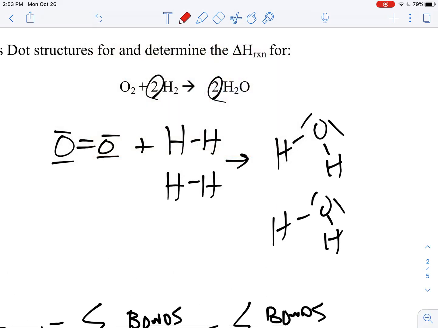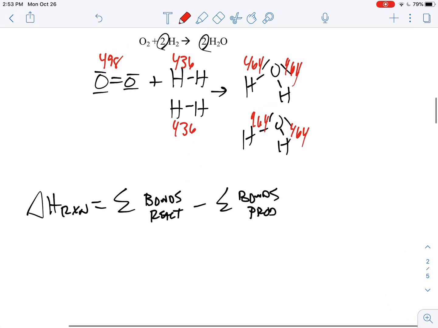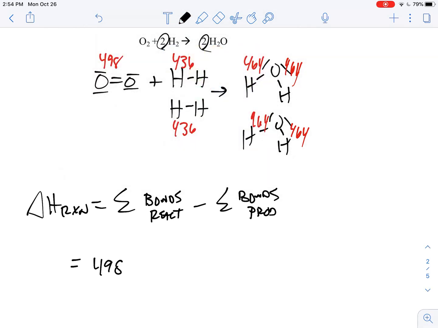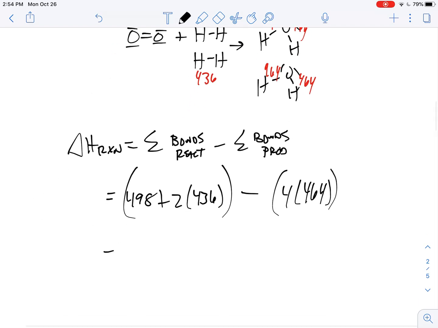So as far as bonds are concerned, this is 498, this is 436 twice, this is 464 and 464 and 464 and 464 for all of those. So when you add all of this up, you end up with 498 plus 2 times the 436. That's your reactants. And then you're going to subtract from that the 4 times the 464, which are the products. And again, assuming I've done my math right on this, I got negative 486 kilojoules for my final answer here.